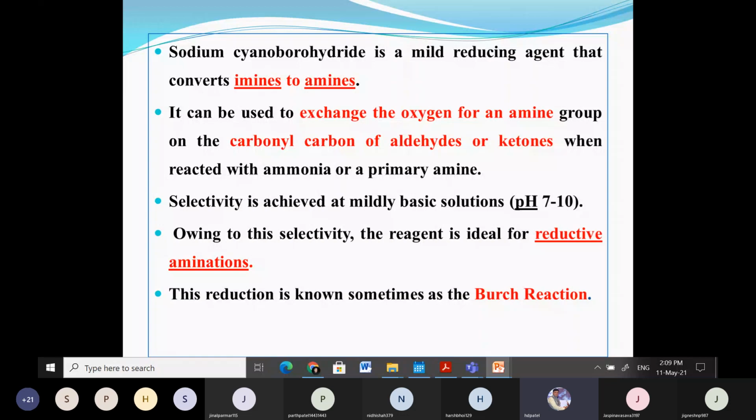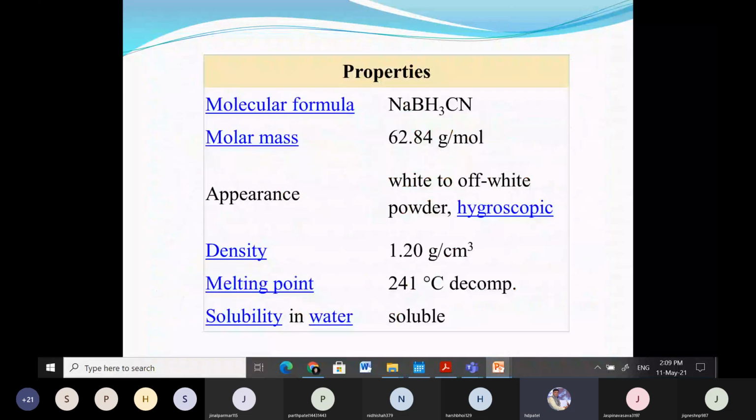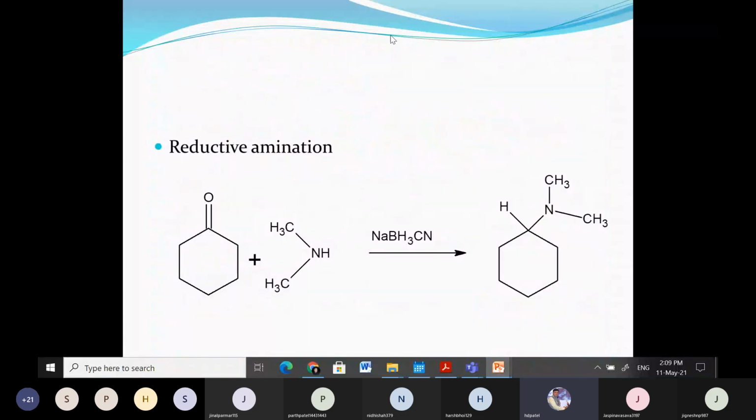So ultimately, in this reaction, first the amination reaction takes place and then the reduction reaction takes place. So two reactions take place simultaneously in this reaction. That's why it is known as the reductive amination reaction.